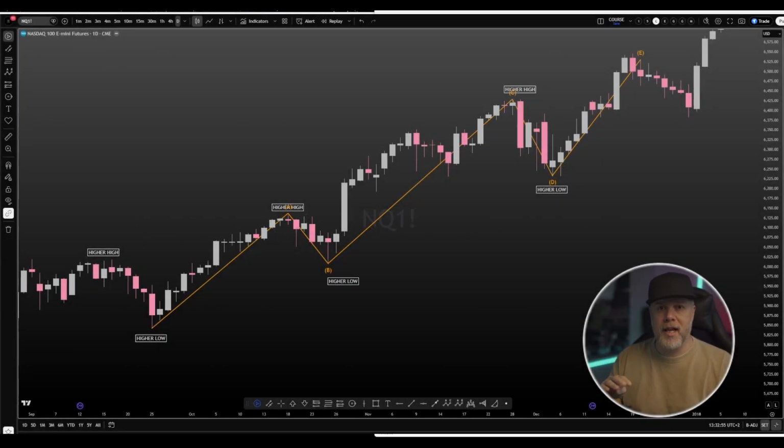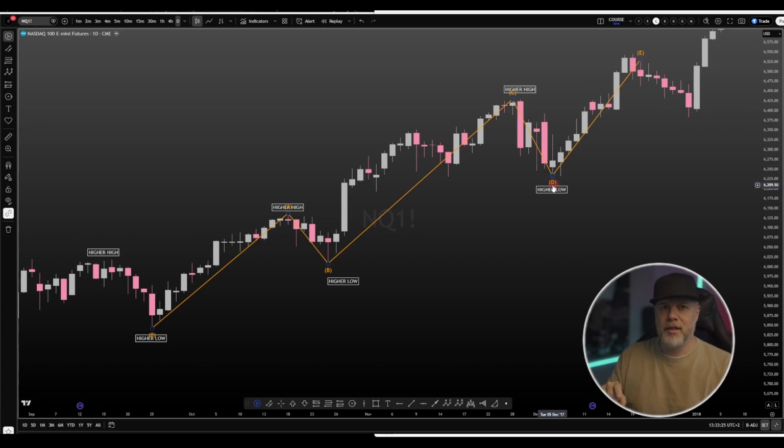for the methodology. Market structure is just the pattern of highs and lows that price creates as it moves. A higher high followed by a higher low, followed by another higher high, that's an uptrend. That's bullish market structure. As you can see here, we've got higher highs going through the top, we've got higher lows going through the bottom. Higher high to higher low, higher high to higher low is bullish market structure.